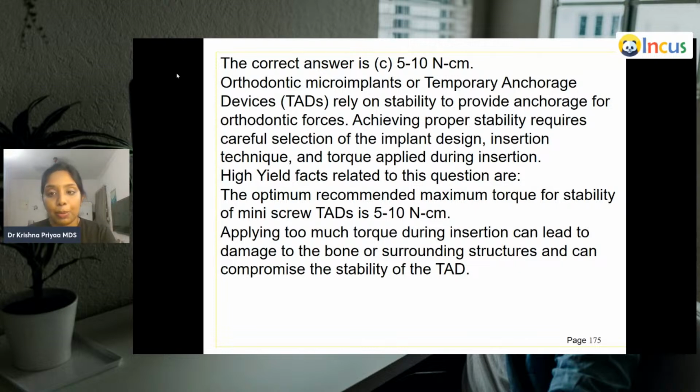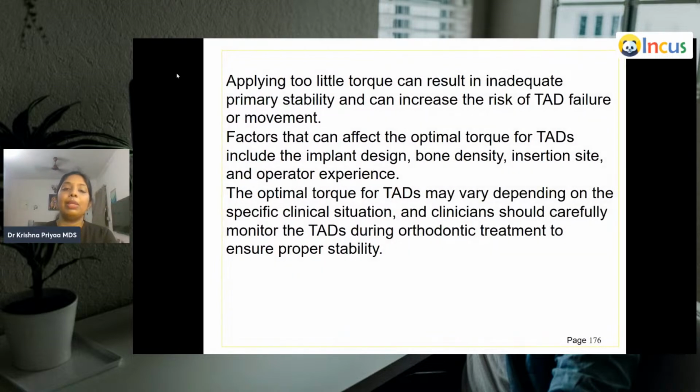By achieving proper stability through careful selection of the implant design and insertion technique, the torque is applied during the insertion. The important fact to be noted here is that the optimum torque range is given as 5 to 10 Newton per centimeter. Applying too much torque can result in destruction of the bone or surrounding area, which may compromise the stability of the TAD. Applying too little torque can also result in inadequate primary stability and thereby TAD failure. So always provide an optimum torque value.